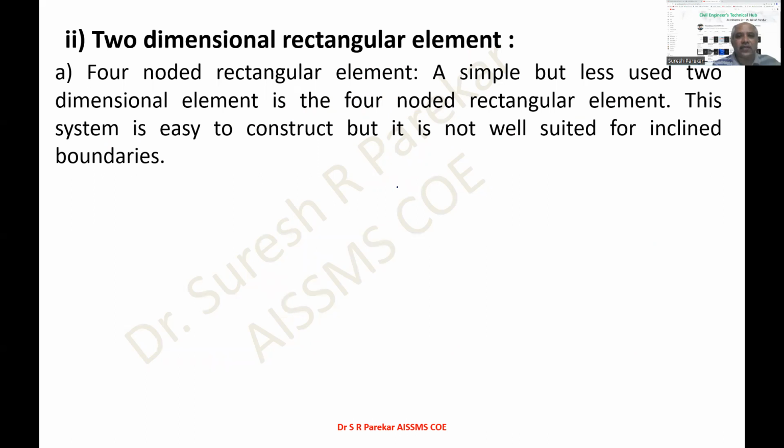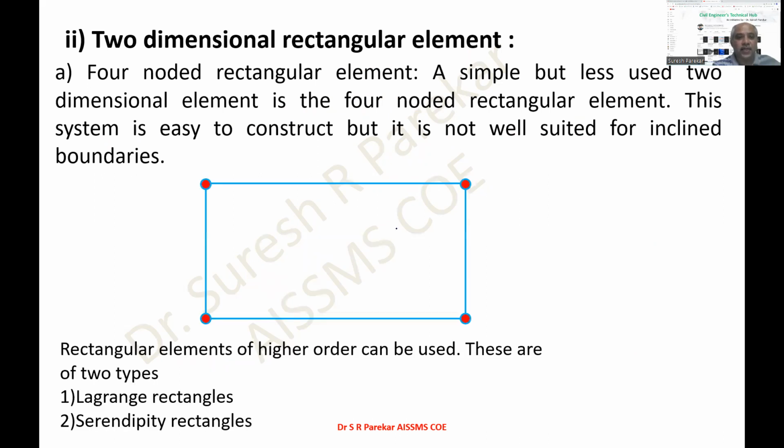Now in this, we have 2 types: Lagrange rectangles, and second, serendipity rectangles. Now you can see these have only primary nodes. If you go inside, then you have secondary nodes. If you go again inside this boundary, then we have internal nodes.